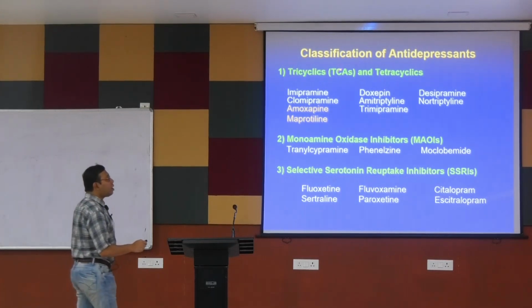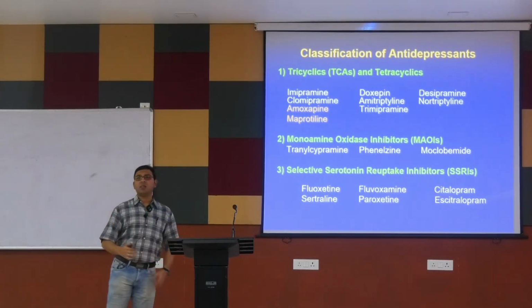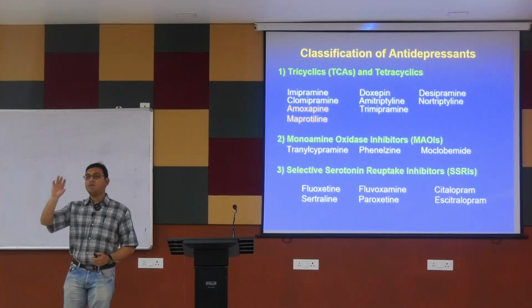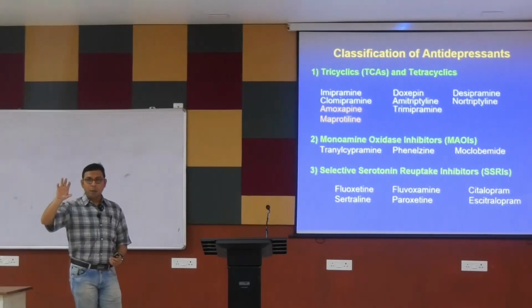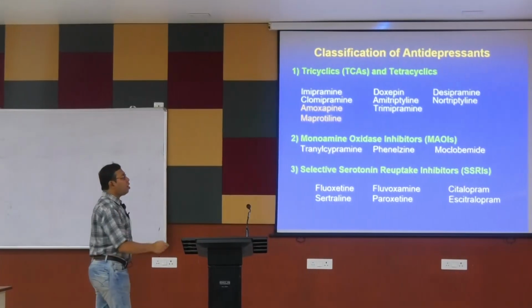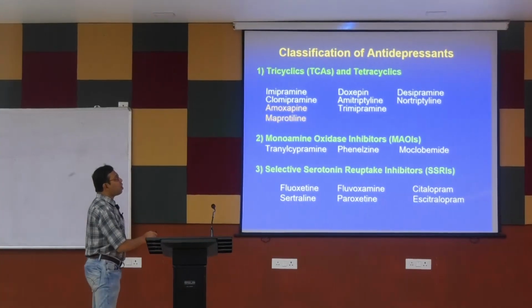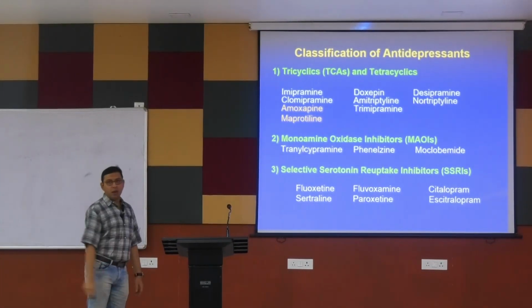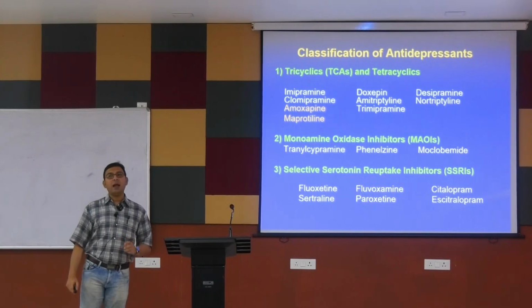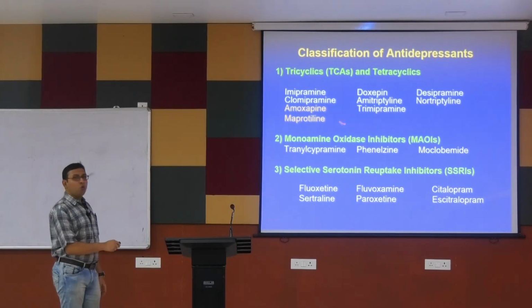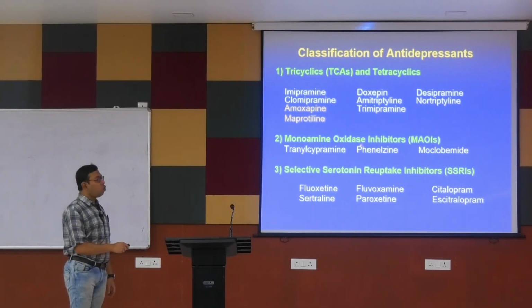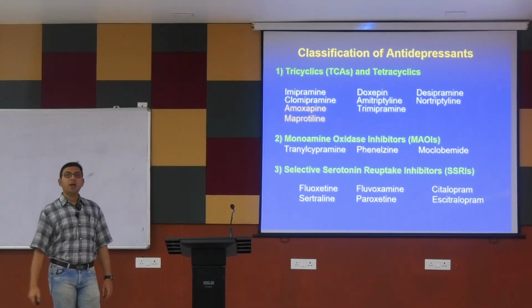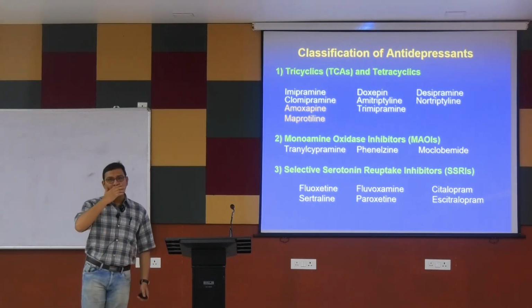So tricyclic antidepressants, there are some newer generations of this antidepressant. Tricyclic means there are 3 cycles. There may be some 4 carbon rings also. This is known as the tetracyclics. Examples are amoxapine and maprotiline. So these are the tetracyclic antidepressants. So there are 2 groups, these 2 groups, and then the third group is the selective serotonin reuptake inhibitor.